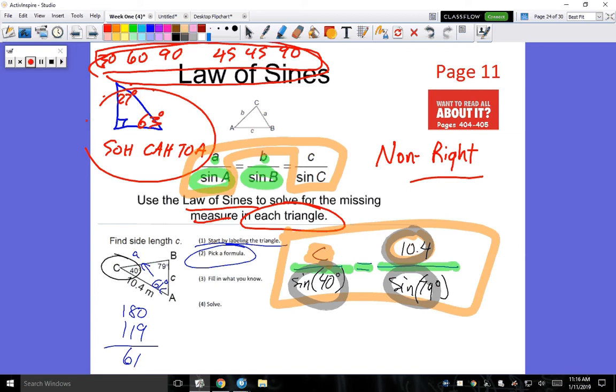Okay, look at that, guys. We know three, so that we can find that fourth one. Okay. What you would do from here. What would you do to solve for C?